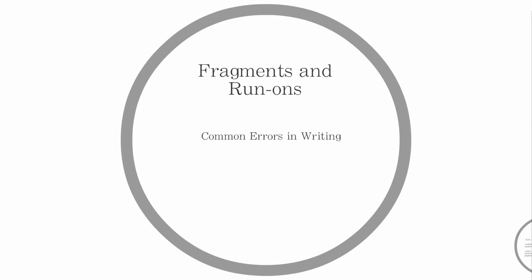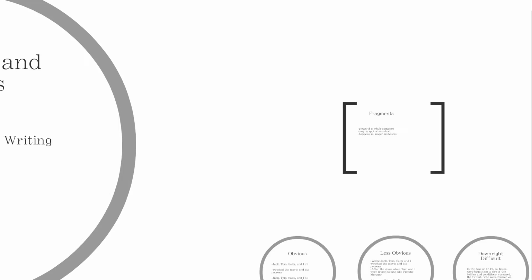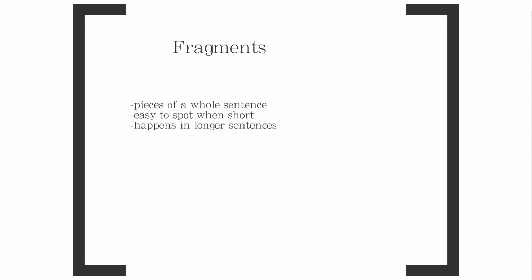In this video, we'll continue our discussion on sentences by talking about fragments and run-ons, two common errors in writing. We got our first look at fragments in the previous video. Remember that a sentence is comprised of a character and an action or a state of being. It also expresses a complete thought. When one or both of those criteria are not met, then you have a sentence fragment.